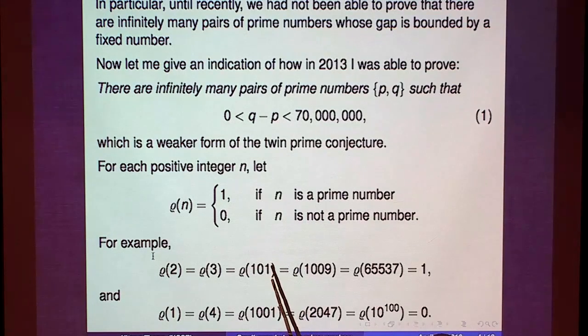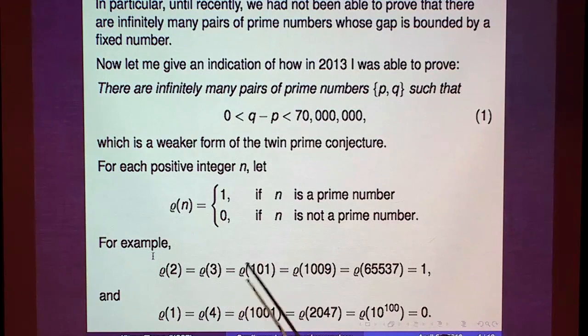So even today, I remember that was 3 years ago on April 17th. Also 3 days ago, I submitted my paper to the Annals of Mathematics. So just 3 years ago, before that time, no one could prove that. Now let me give an indication of how, 3 years ago, I was able to prove a result.